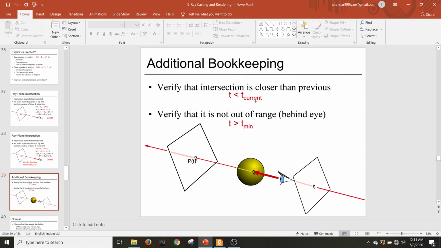So for that, we need to verify that the intersection point that we just got, the t value, is less than t current. Whenever we find an intersection point, this should be less than whatever current t we are considering, the most recent t that we are taking. And we also need to verify whether the object is within the eye limit or view distance by checking if t is greater than t min. If it is, then we don't have to render it since it is beyond our view distance.